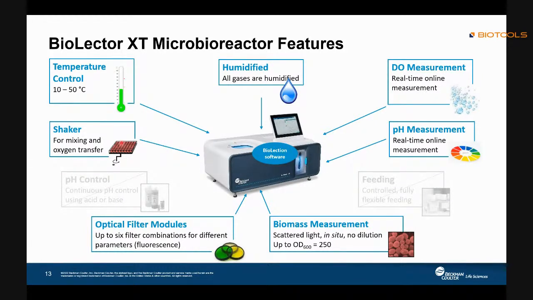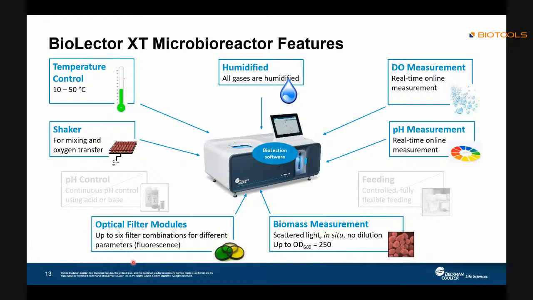Inside the instruments, we have the temperature control, which will be suitable for most of the measurements already. And then we have the humidity, so that all the gases can be humidified. And we can do real-time monitoring, like the dissolved oxygen, the pH measurement and the biomass. And we do not need special dilutions. Compared to the OD600, we can measure up to approximately 250 for the OD values.